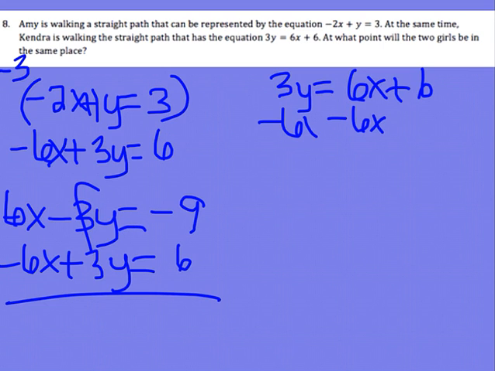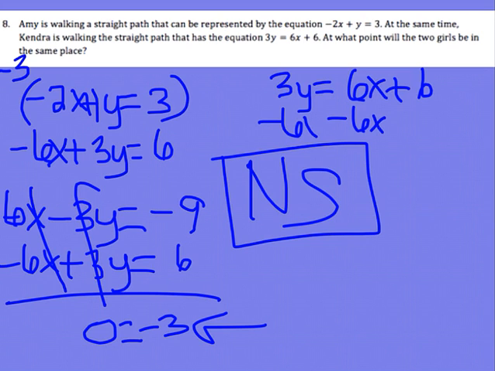Add down the columns. That cancels. Oh, no. That cancels too. So then I'm left with 0 is equal to negative 3. Well, what in the world? Okay, is 0 equal to negative 3? No, that's never going to happen. So this is a case where we have no solutions. That means that they never cross each other, and you can write no solution as NS. That is perfectly okay with me.